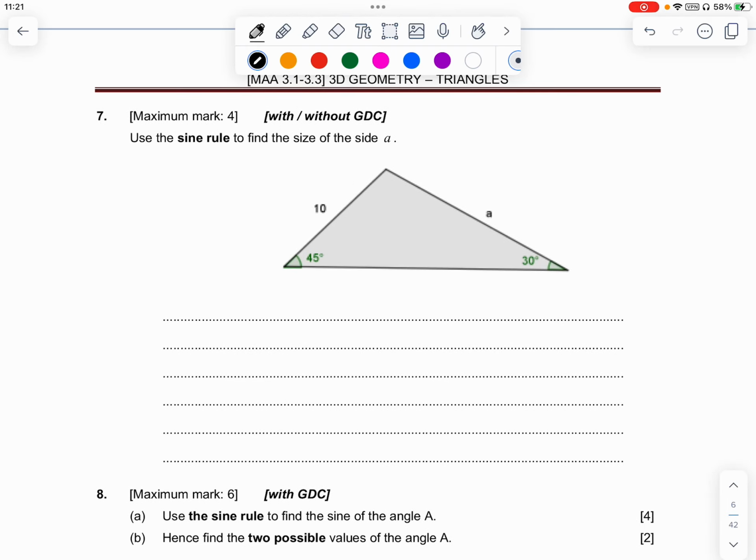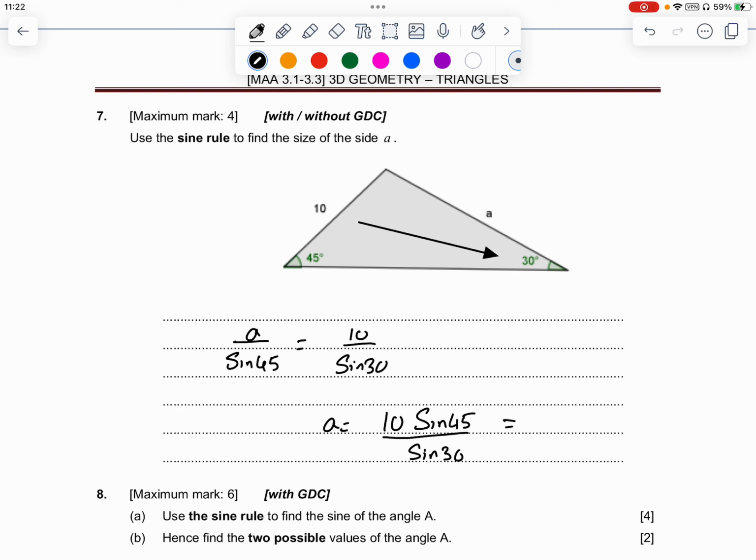Question number 7. Use the sine rule. Whenever there is a matching pair, we are going to use the sine rule. So question number 7, A upon sine 45 equals 10 upon sine 30. So A equals 10 times sine 45 divided by sine 30. Simplify that. 10 times root 2 upon 2 divided by 1 upon 2, which is 10 root 2.